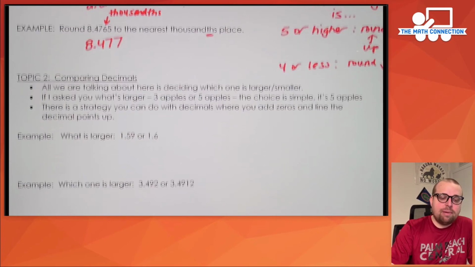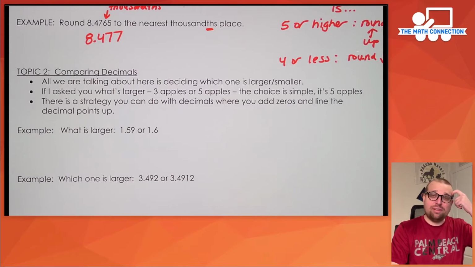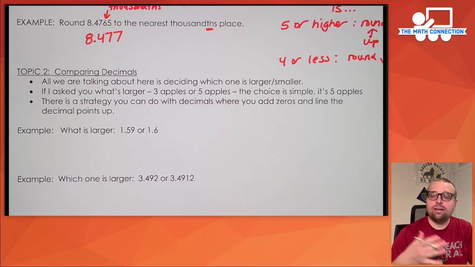We're going to talk about comparing decimals. And all we're being tasked with here is deciding if one is larger than the other. There's a strategy that we can use where we add zeros in like placeholders, and then we compare the two numbers. So if I asked you what quantity is larger, if I have 3 apples in one hand and 5 in the other, it's easy to say that 5 is larger because that number is bigger.